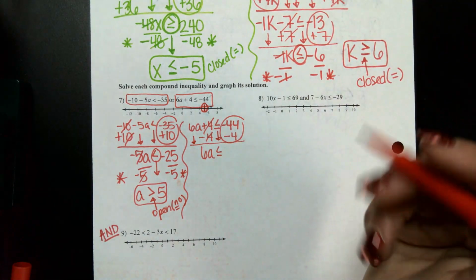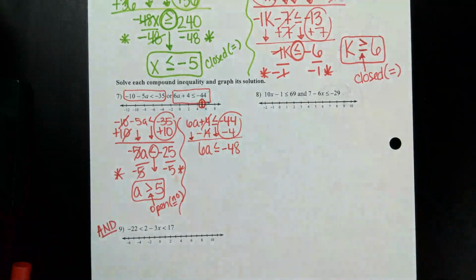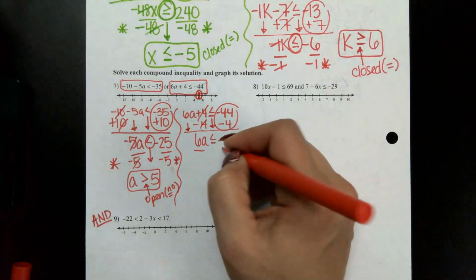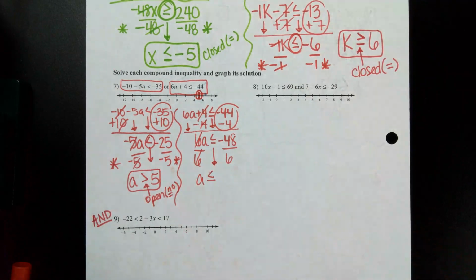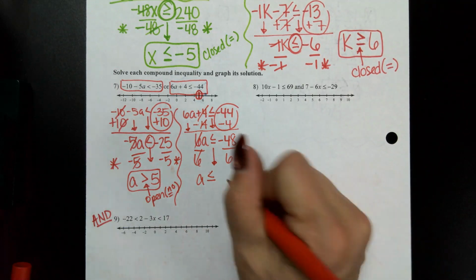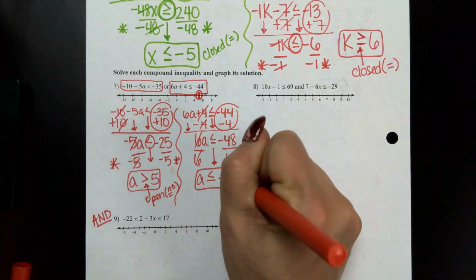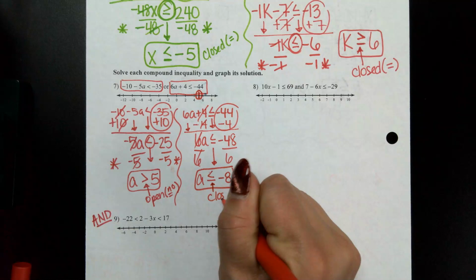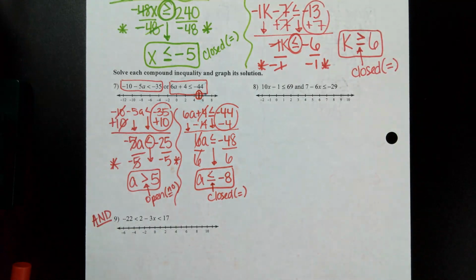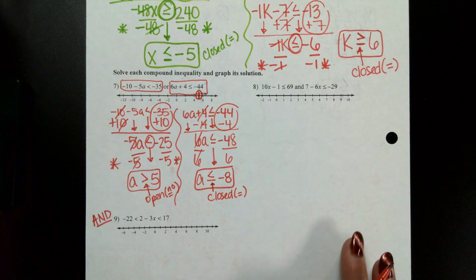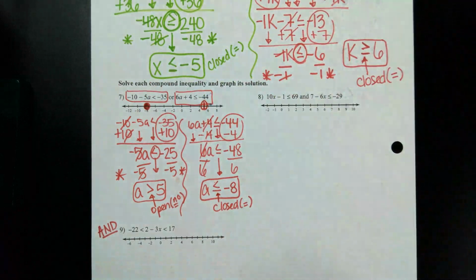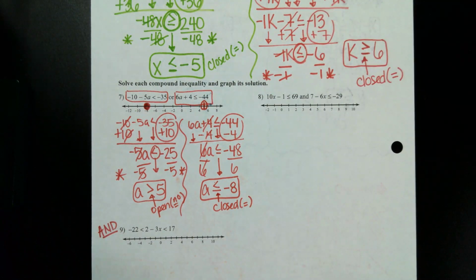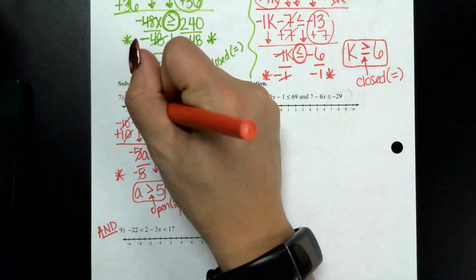What's negative 44 minus 4? Negative 48. And then finish with your division step. Now that time we're dividing by a positive, so don't change that symbol. What's negative 48 divided by 6? That one would be closed because of the equal sign. Just go back up to your number line, put a circle at the negative 8 and fill it in. And now since you have both circles on there, you can go ahead and shade opposite directions. So this one is going to shade to the right, this one here is going to shade to the left.